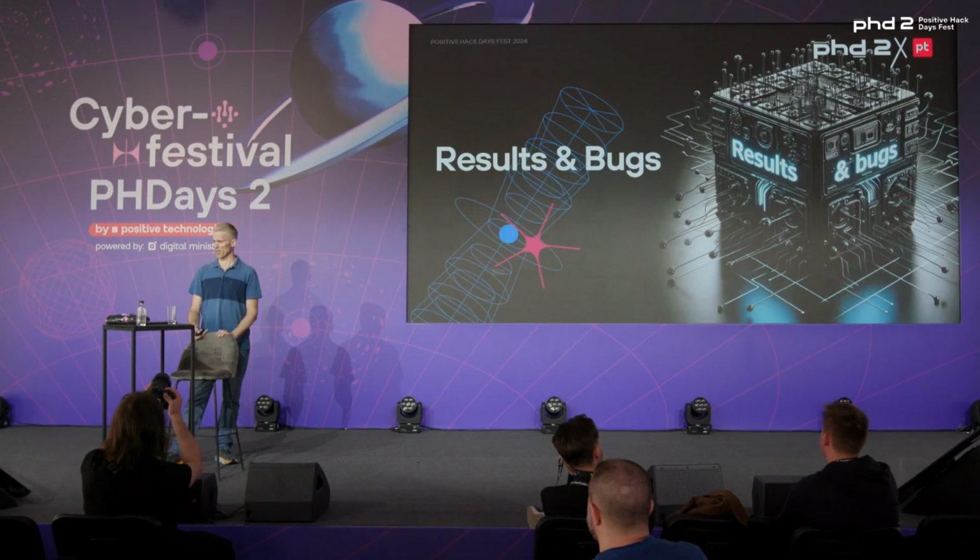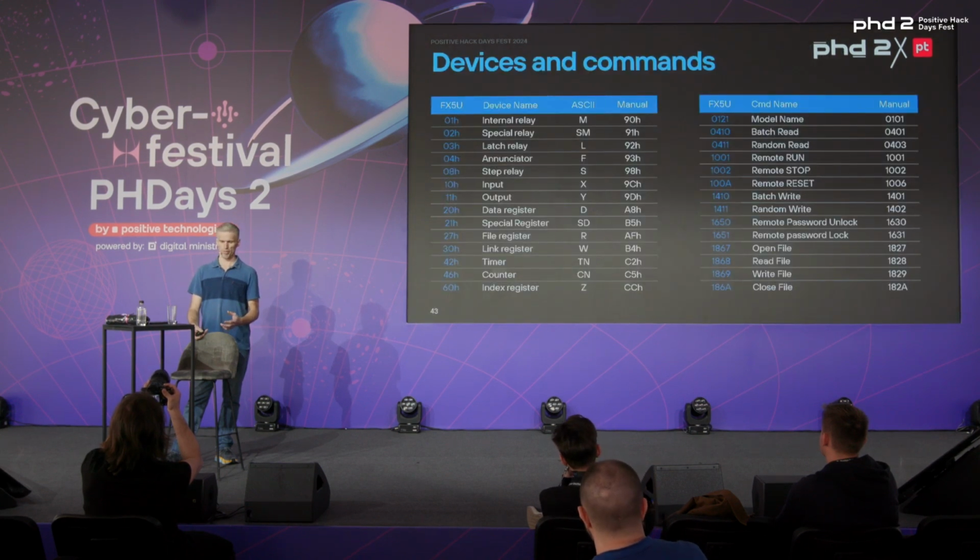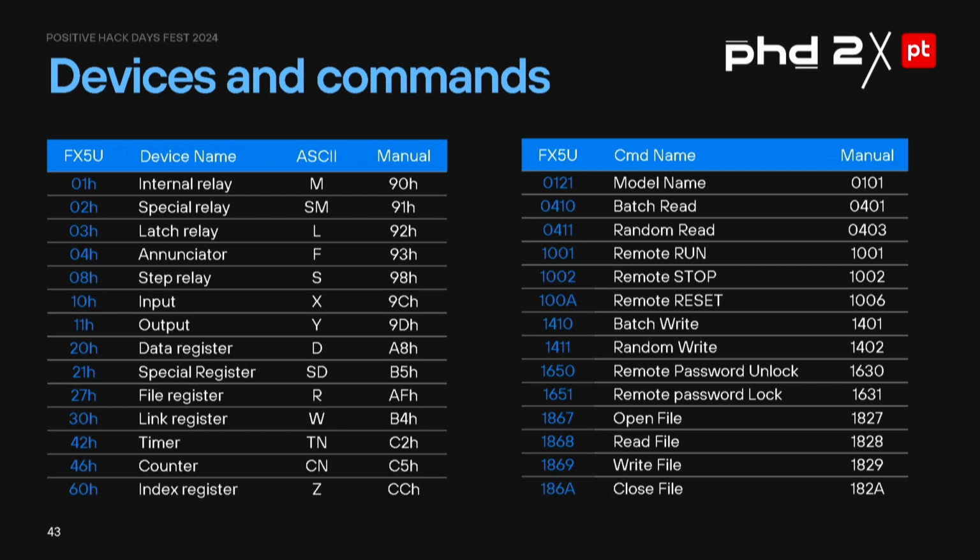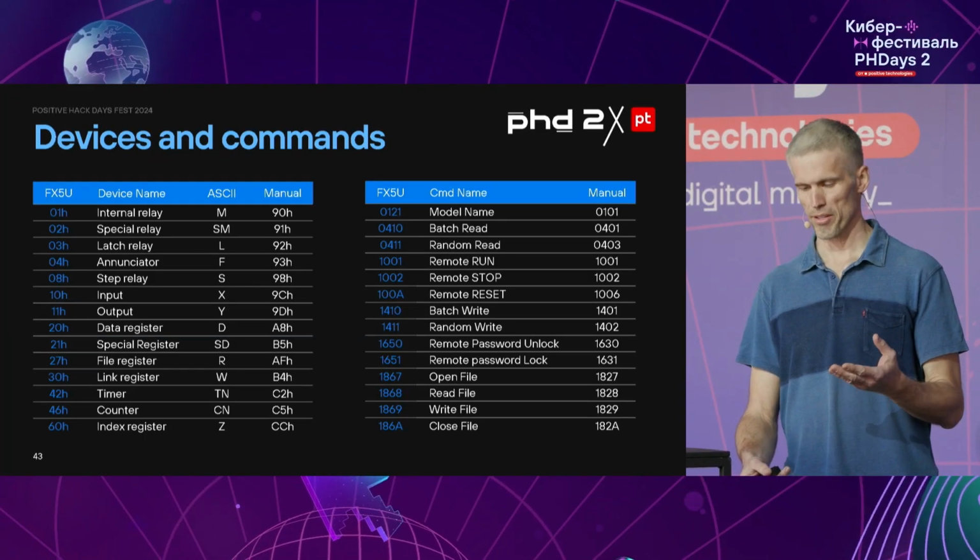After that, all the routine actions followed, and you may get sleepy if I continue talking about that. Now let's turn to the results and the bugs that I found. During the research of the FX 5U, I dove into the devices and commands. Highlighted in blue are the devices, that's table 1, and on the right-hand side, highlighted in white, are the manual codes for the devices and the relative commands.